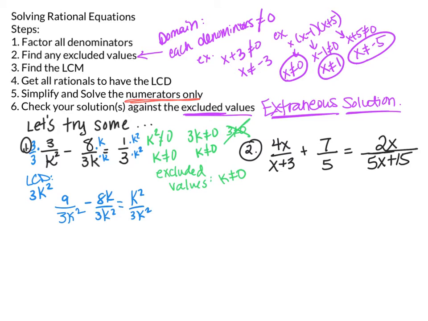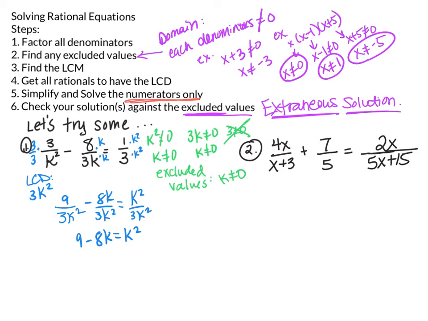So now that each rational has that LCD, I'm going to simplify and solve the numerator only. All right, so I'm going to take just my numerator here. I'm going to say 9 minus 8k equals k squared. Okay, so I'm going to keep solving it.